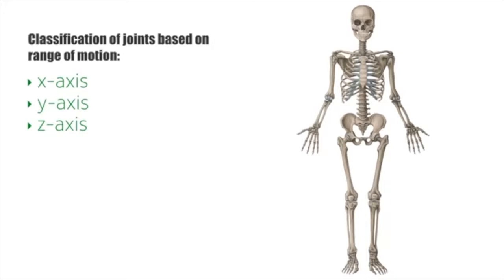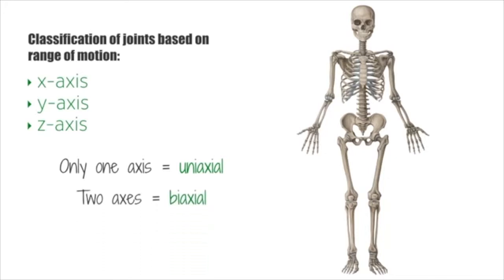We can also describe joints by the number of axes they can move along, and there are three of these joints. Joints that can move back and forth along a single axis are called uniaxial. Joints that move about two distinct axes are called biaxial, and joints that can move through all three axes are called polyaxial or multiaxial. And as we continue, do keep these axes in mind to help you visualize the motions being described.